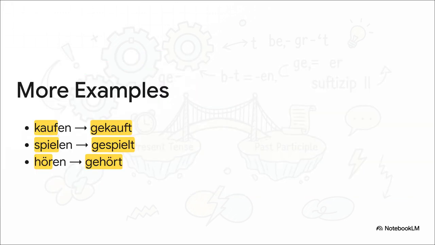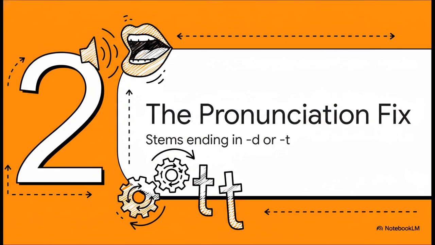See? And this isn't a fluke. Look how consistent this pattern is. Kaufen, to buy, becomes gekauft. Spielen, to play, becomes gespielt. Hören, to hear, becomes gehört. It's like clockwork. You just apply the formula and you get the past tense. So simple. Okay, so that's our main rule.